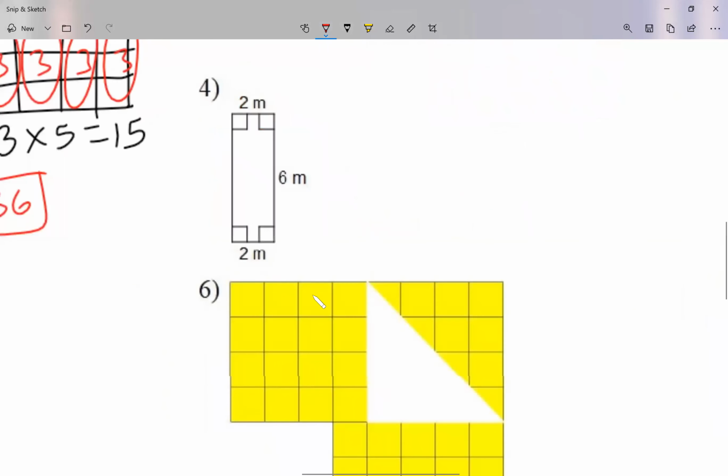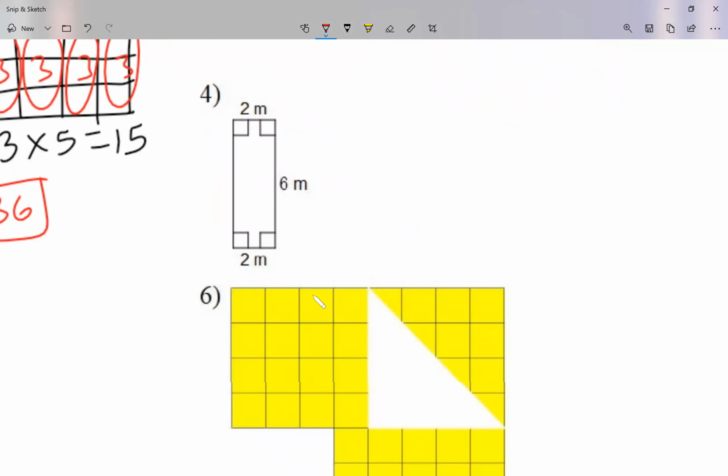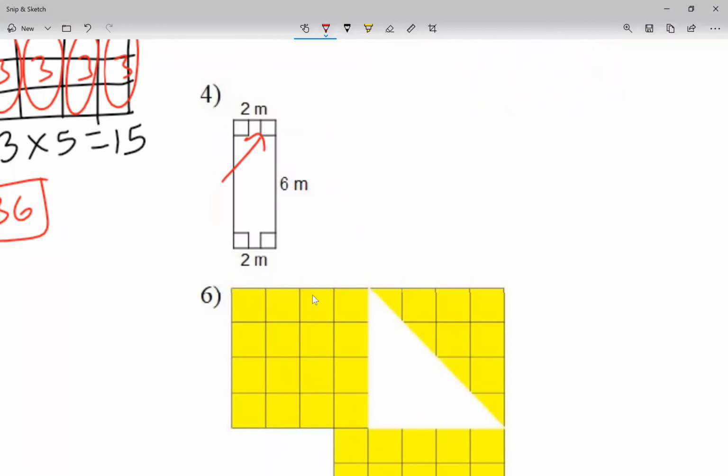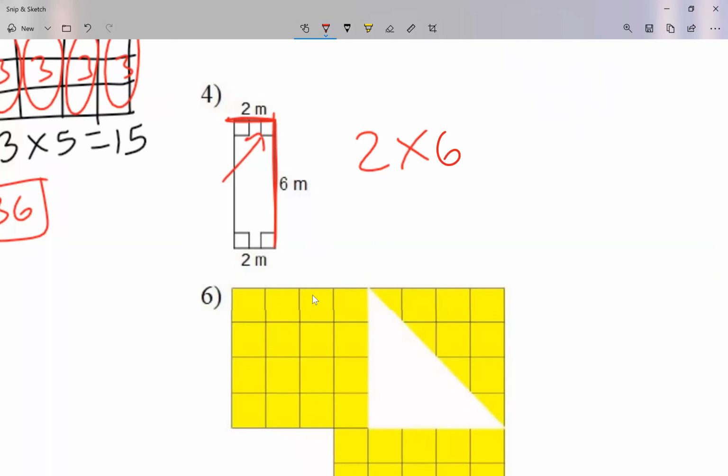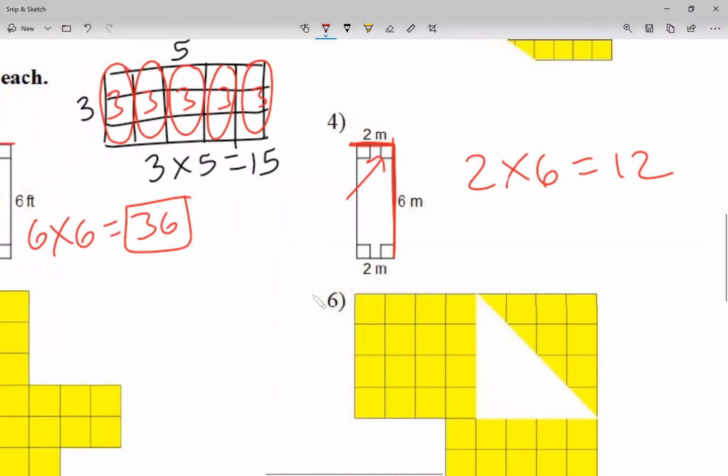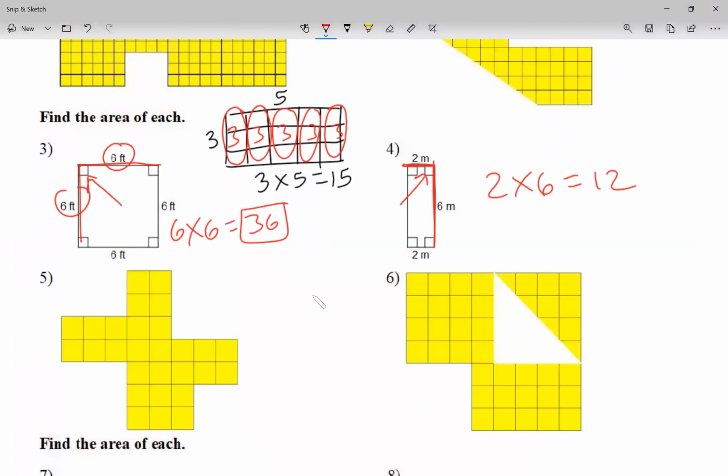Let's take a look at question number 4. Let me choose one corner. Right? It has to be a 90-degree angle, and I must know the two numbers that made that corner. In this case, one measurement is 2, and the other measurement is 6. So I'm just going 2 times 6, which in this case is 12. So that's how you're going to find the area of a rectangle.